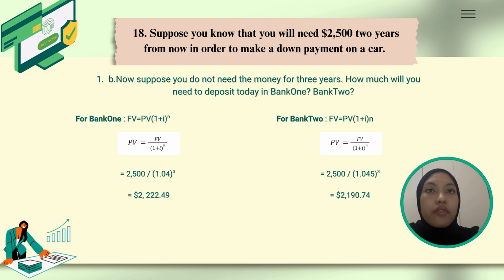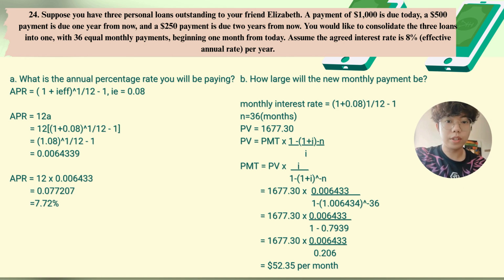For Bank 2, I use the same formula and the answer is 2500 divided by (1.045) cubed, and the answer is $2,190.74.